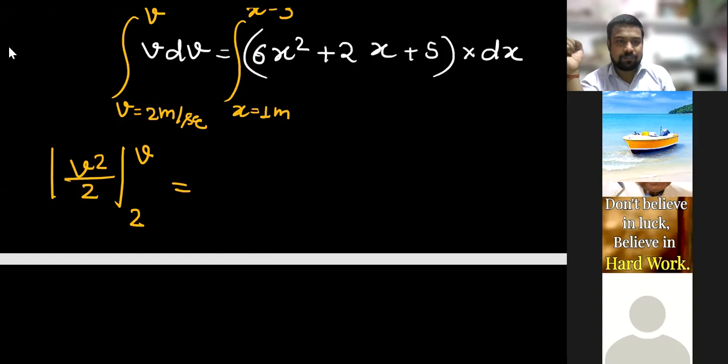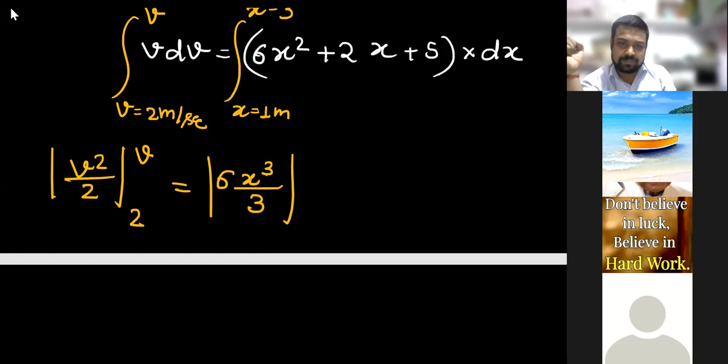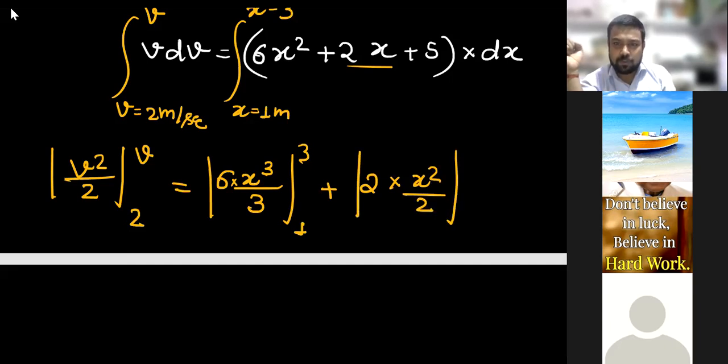6x cube by 3. Very good, Vipul. Kazab. 6x cube by 3. Limit is 1, 2, 3 plus integration over 2x, 2x square by 2. Very good. Limit is 1, 2, 3. Integration over 5 is 5x.